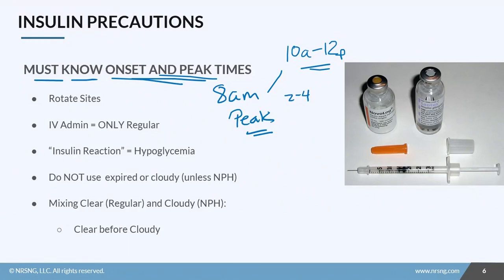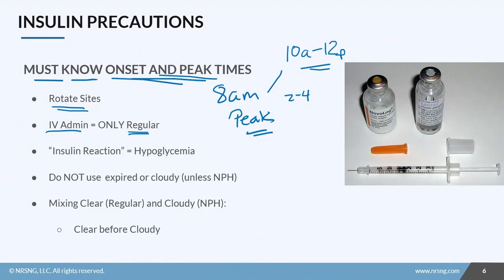Another thing you need to know is that you need to rotate sites. We talked about that already. Also, in terms of IV administration, the only insulin that can be given IV is regular insulin. So if you ever see an order for something like insulin Lispro or Lantus given IV, that is not okay. The only insulin you can give IV is regular.